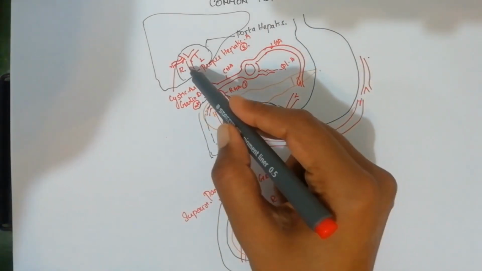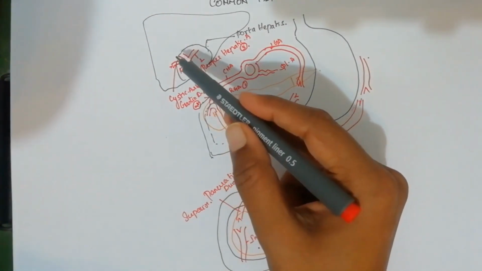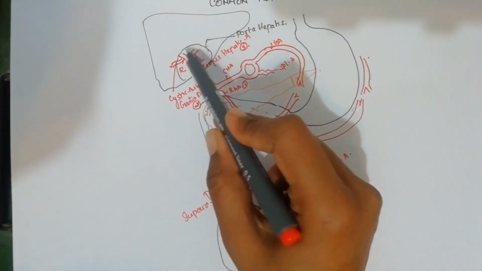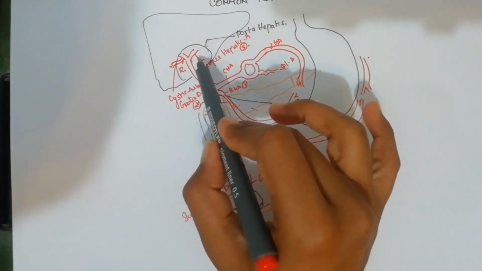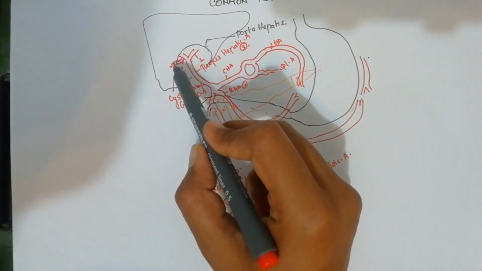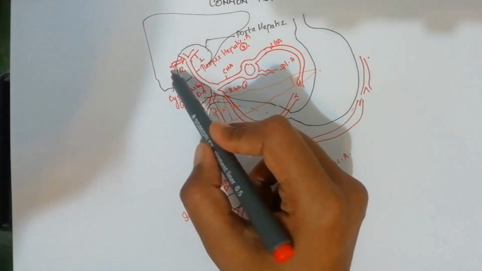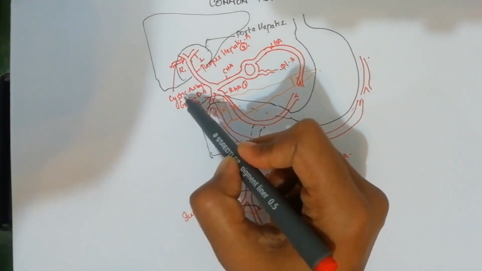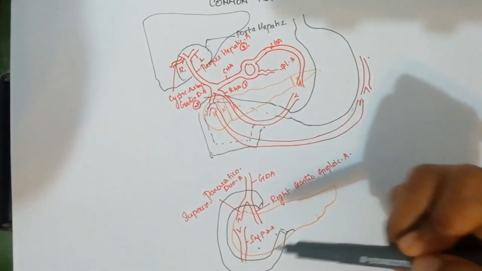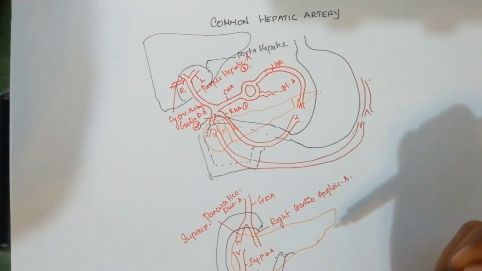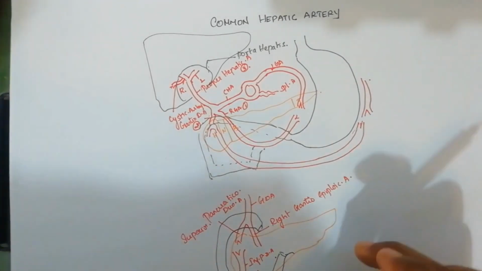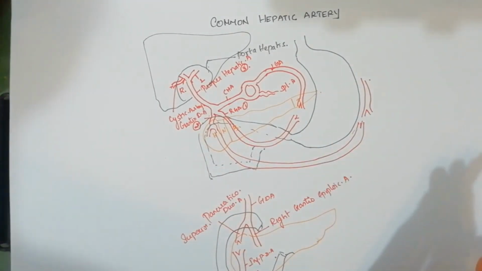Then we have the proper hepatic, which is arching towards the right side. Near the porta hepatis, it is dividing into two branches, right and left. The right branch gives another branch for the gallbladder, which we will call the cystic branch. So these are the distribution of the common hepatic artery we have to see. Now we will move on to another trunk which is coming from the abdominal aorta, that is the superior mesenteric artery.